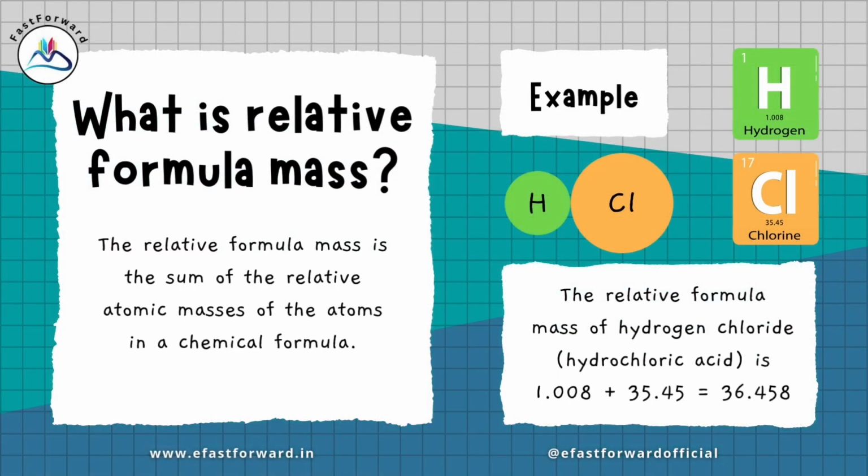What is relative formula mass? The relative formula mass is the sum of the relative atomic masses of the atoms in a chemical formula. Example: the relative formula mass of hydrogen chloride, which is also known as hydrochloric acid, is 1.008 plus 35.45 equals 36.458.